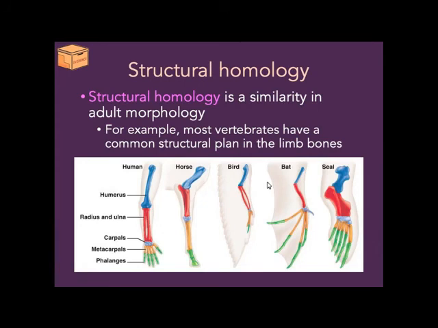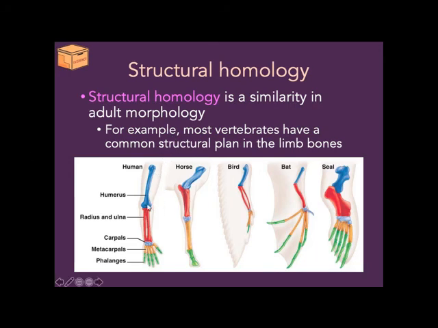All right, structural homology is a third kind of homology, and that is a similarity in adult morphology due to the fact that you inherited this trait from a common ancestor. So, in most vertebrates, they have the same common structural plan in the limbs. They have a humerus, this bone over in the back, right? If you track the growth as embryos, you can see that these are created from the same clump of cells.